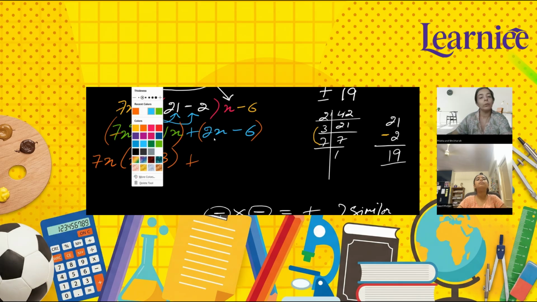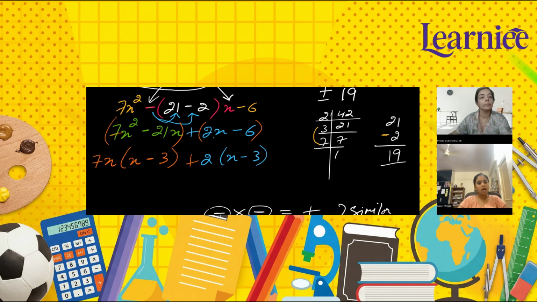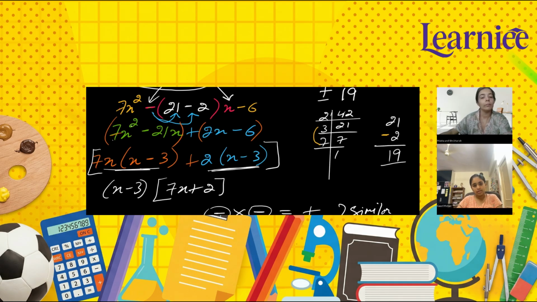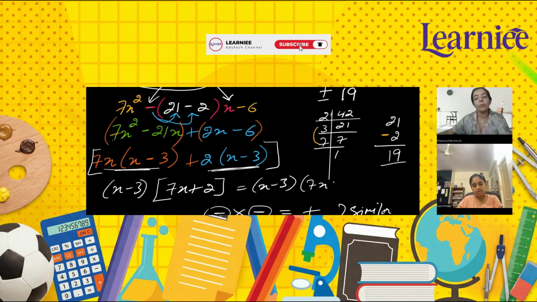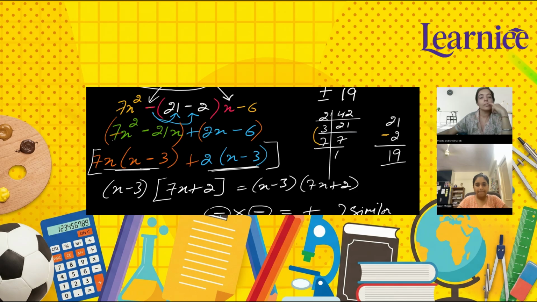Same goes with this one. In the table of 2, you get 2 and 6 both. So you got 2 x minus 3. Here, this is one term, this is the second term, and in both the terms we have x minus 3 common. So we can take x minus 3 out and we are left with 7x plus 2. Ultimately, we are left with two brackets, x minus 3 and 7x plus 2. Are you getting a little bit of a hint how to justify the sign?